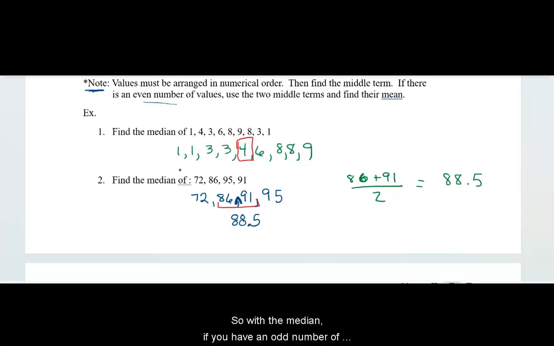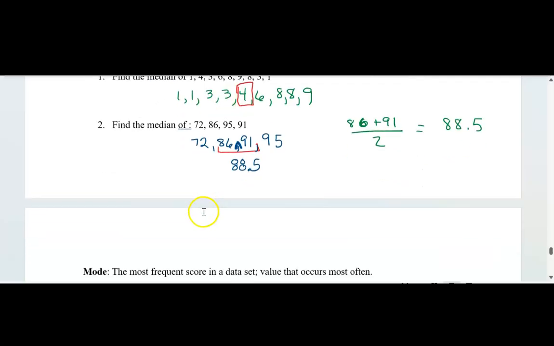So with the median, if you have an odd number of data values, then it's just that middle number. If you have an even number, then you're going to have to find the 2 middle numbers and find the mean of those 2 numbers. All right, let's keep moving on.